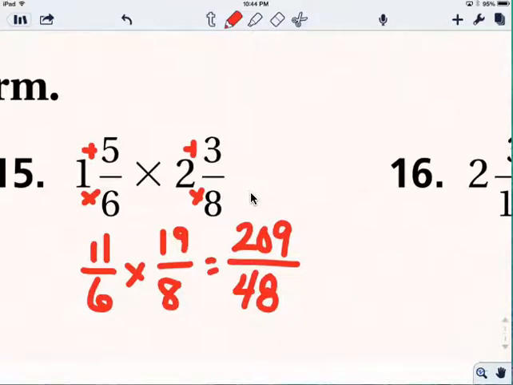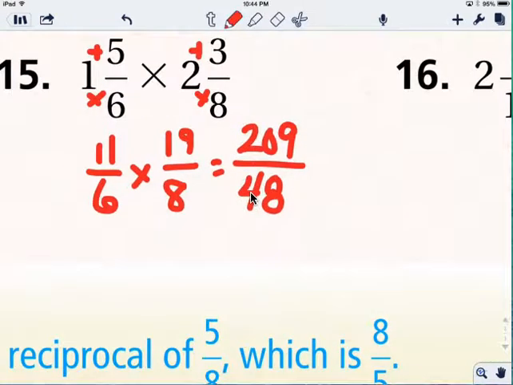And then if I want to change this to a mixed number, don't forget, 209 divided by 48. 48 is almost 50. 50 goes into 209 4 times. So 4 times 48, don't forget our distributive property. Let's see if 4 is enough. 4 times 48, 4 times 40 is 160, plus 4 times 8 is 32. So that's 192, so that is more than enough. So it goes in 4 times, and then 209 minus 192 is 17, so 17/48. Okay.